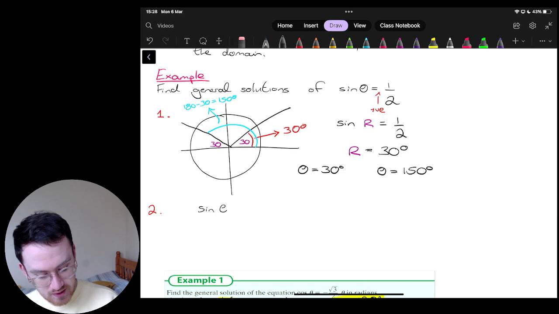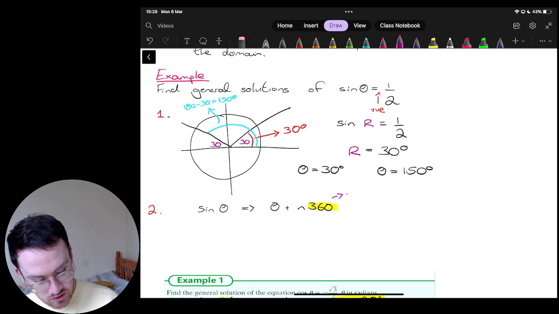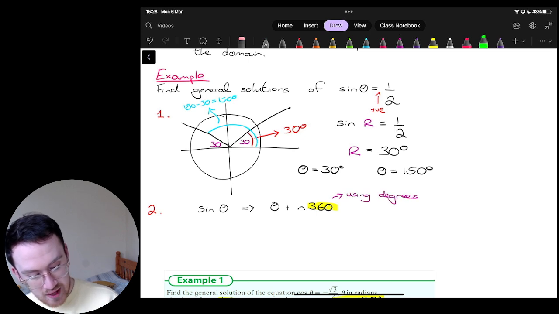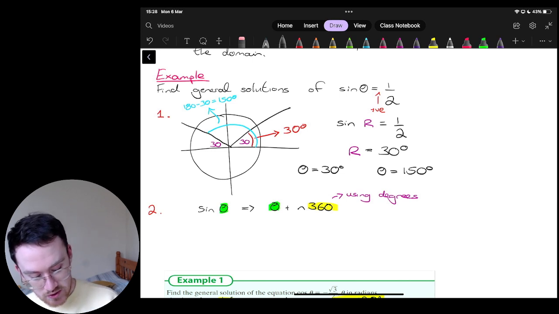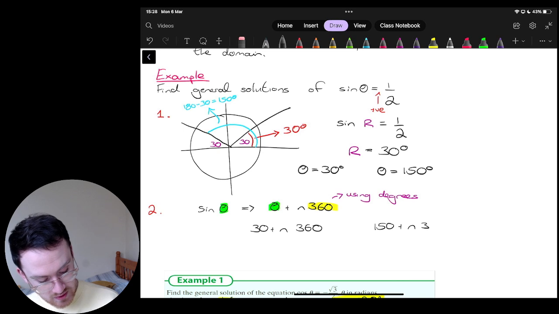So for sine theta, my general form is going to be theta plus n 360. Okay, so the 360, obviously coming from the fact that we're using degrees. The theta coming from this part here. So it's theta in the question, so our general solution is theta plus n 360. So my two solutions are 30 plus n 360 and 150 plus n 360. Okay, and those are my two general solutions.